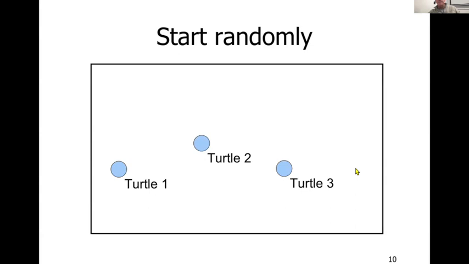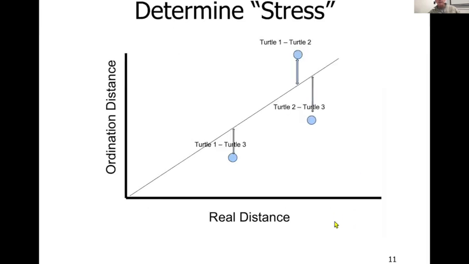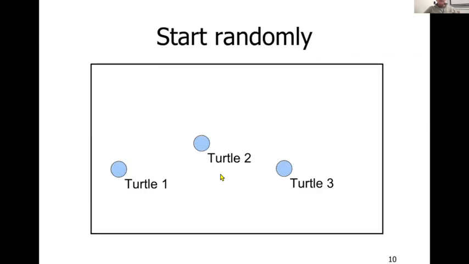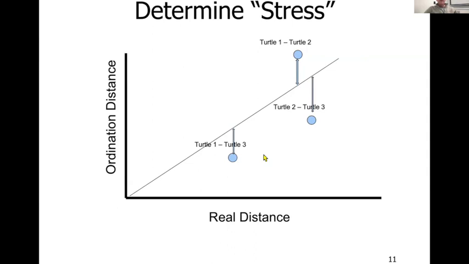So I start randomly, and then I calculate what's called stress. So here's what stress is, in case you don't know. Ordination distance on the y-axis is just, if I go back to my random plot, what's the distance between turtle one and turtle two on this simple plot? And what's the distance between turtle two and turtle three on this simple random two-dimensional plot? And what's the distance between turtle one and three? So I have that distance from my ordination. I also have the real distance, right, from the real turtle shell measurements. And if I've done a good job of doing the plot in two dimensions, these points are going to be right along the diagonal, right? The real distance will be well represented in the ordination.